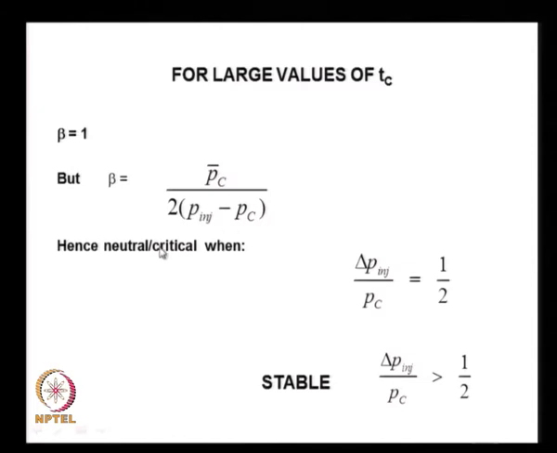therefore I will get neutral oscillations, or the condition under which pressure amplitudes do not grow, corresponds to the value of P injected minus Pc bar, which I denote by delta P injection, divided by Pc equal to half. It will be stable when it is greater than 1, because I took the inverse for beta. Therefore delta P injected by Pc must be greater than half for stable, and if oscillations have to grow, delta P injected by Pc must be less than half.